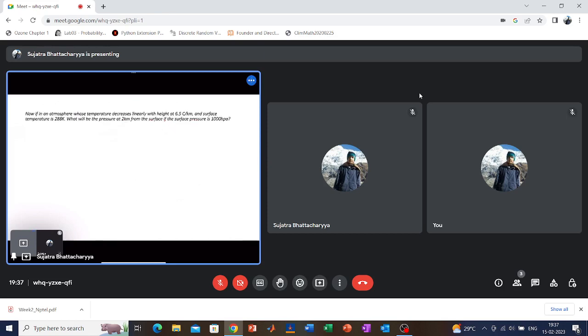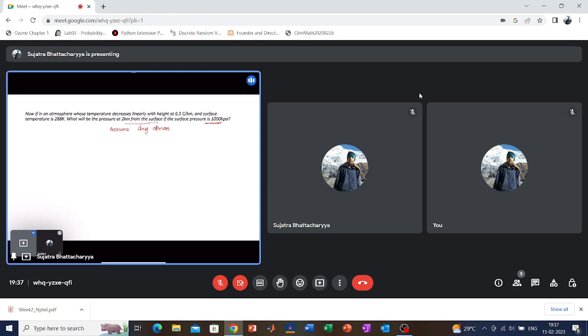Now, the next question is: if an atmosphere whose temperature decreases linearly with height at a rate of 6.5 degrees Celsius per kilometer and surface temperature is again 288 Kelvin, what will be the pressure at 2 km from the surface if the surface pressure is 1000 hectopascals? Again, you assume that it is dry air. Fine. So assume dry atmosphere.